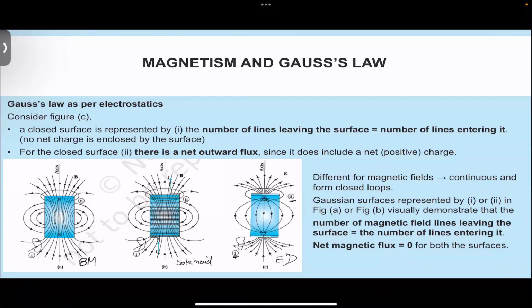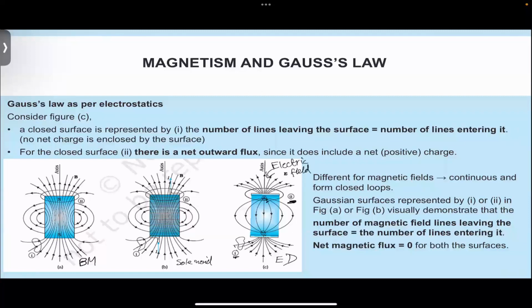For region 2, there is a net outward flux because there is a net positive charge associated with the second region. Now this is for your electric field, the electric field for an electric dipole.